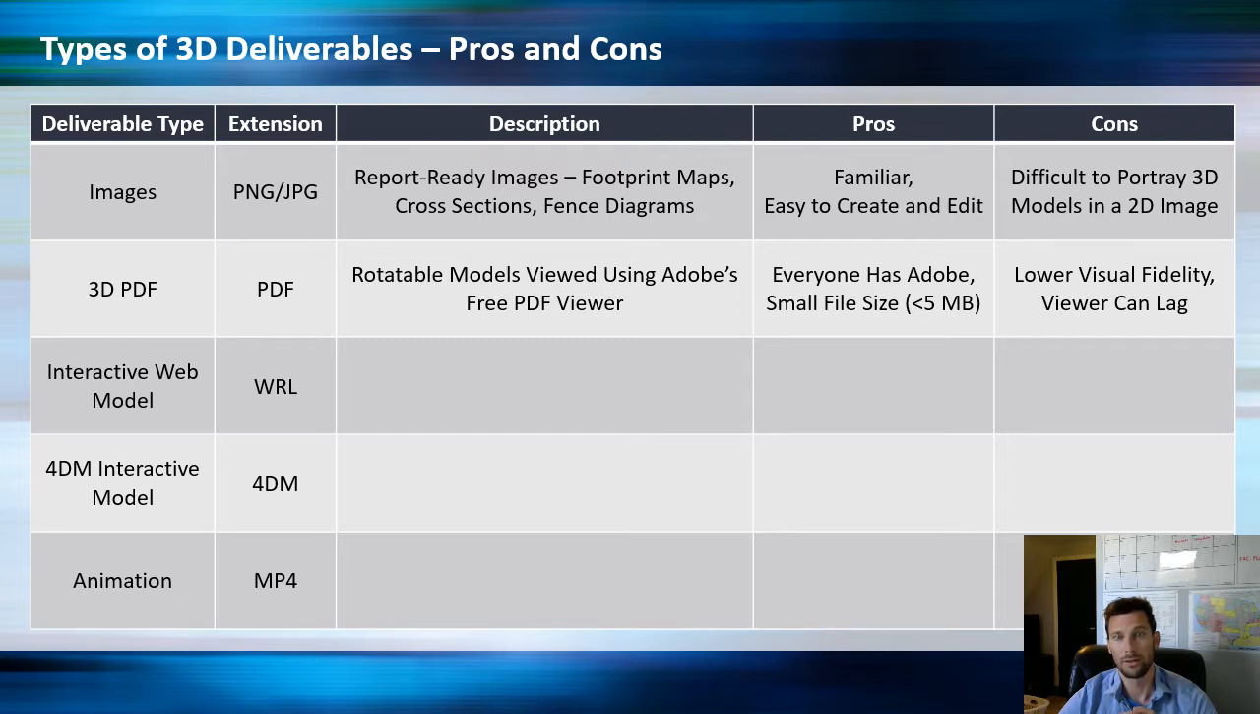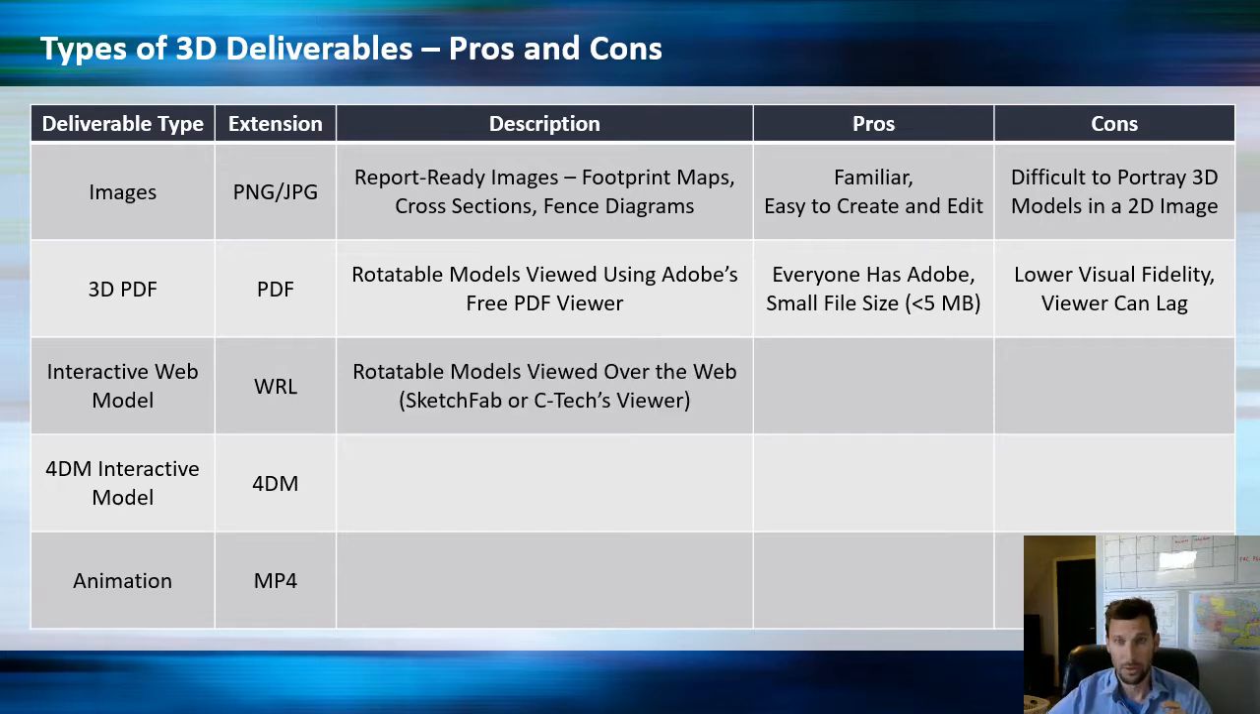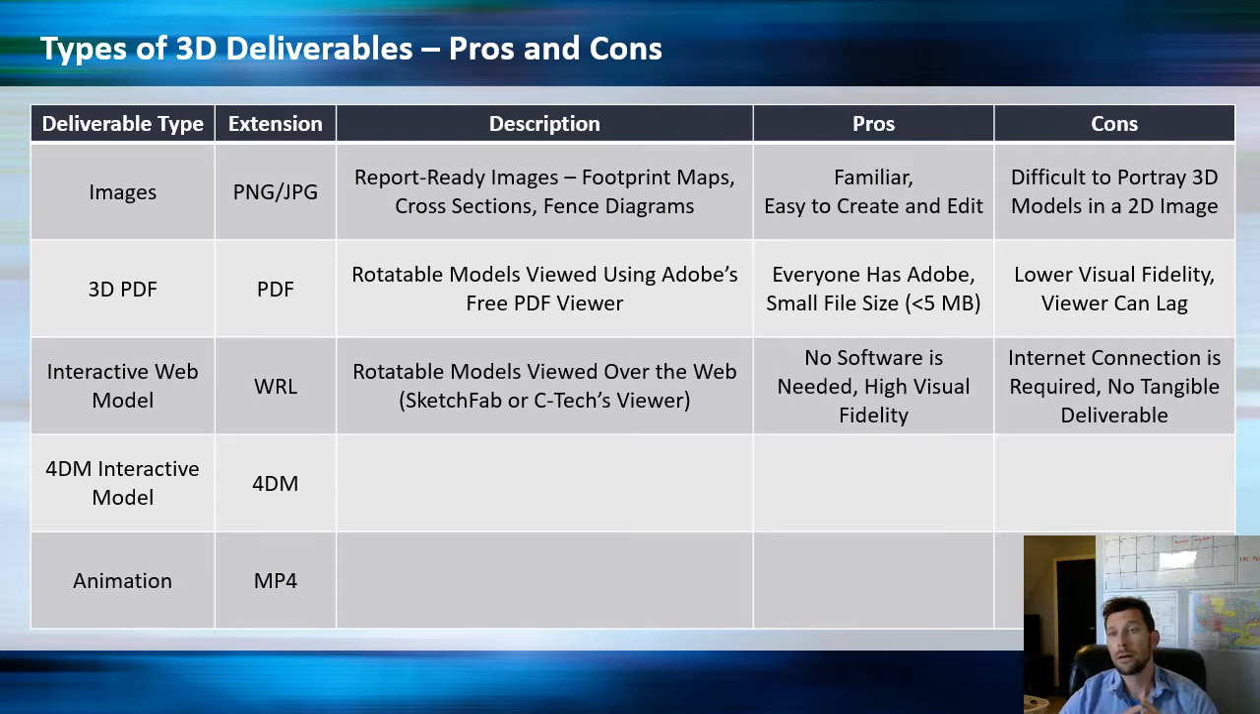The next is an interactive model that can be viewed either on Sketchfab, that website that I talked about before, or using a viewer by the 3D modeling software by CTech. The pros of this is that using the Sketchfab viewer, no software is needed. Essentially, you just need an internet address, and you could basically look at this model and rotate it, zoom in and out, and look at points of interest really easily. And that visual fidelity is phenomenal. Everything is extremely sharp, and much more so than the 3D PDFs.